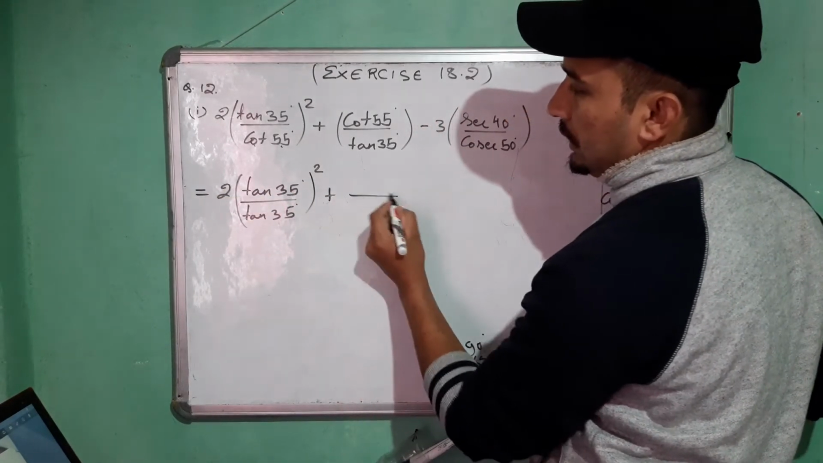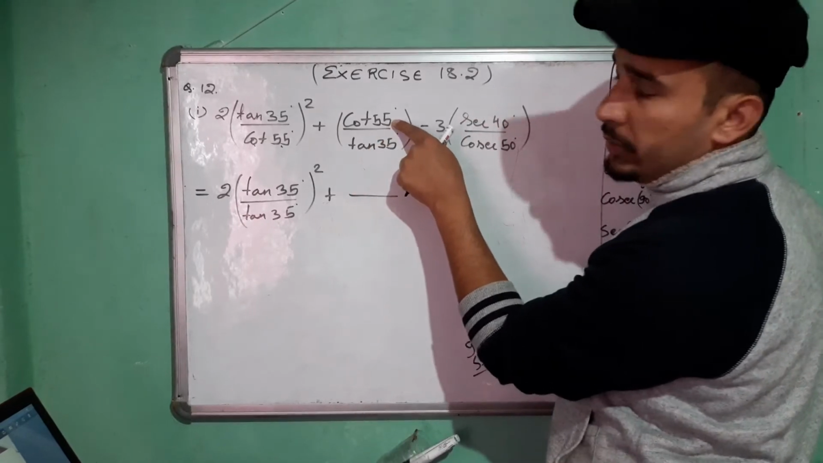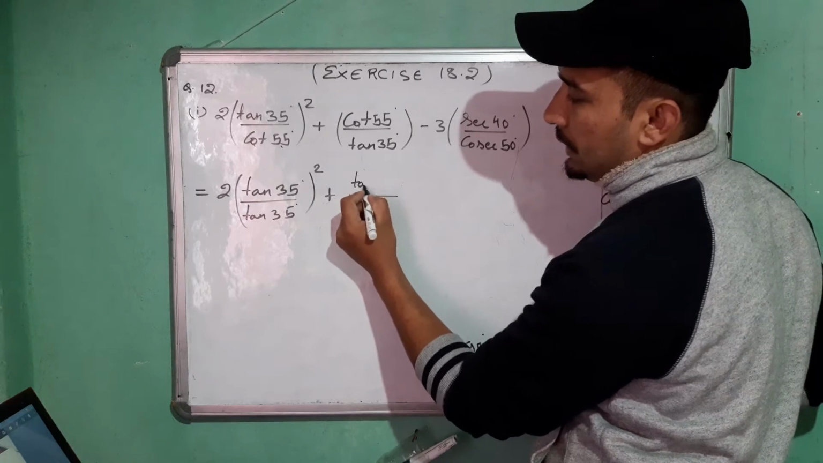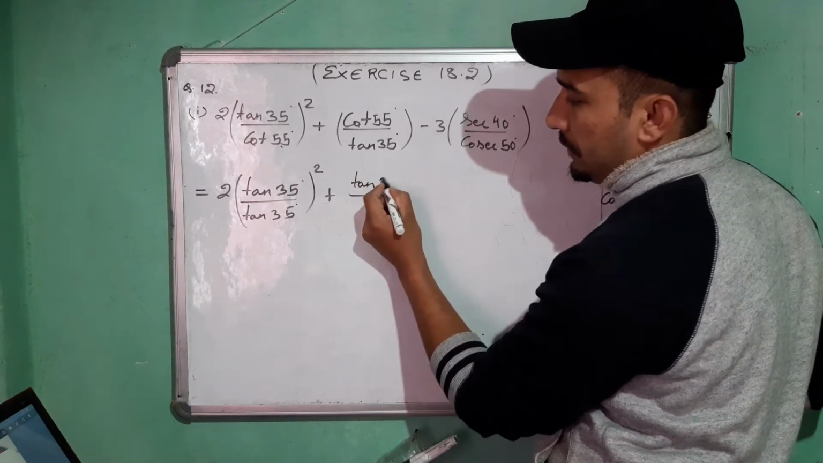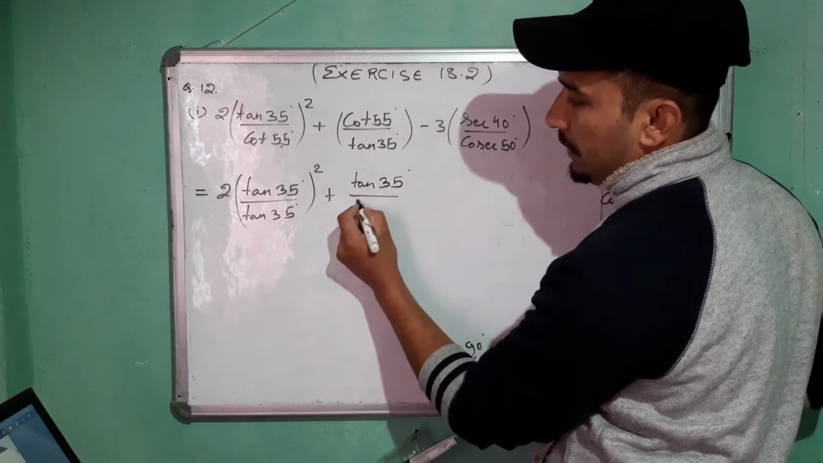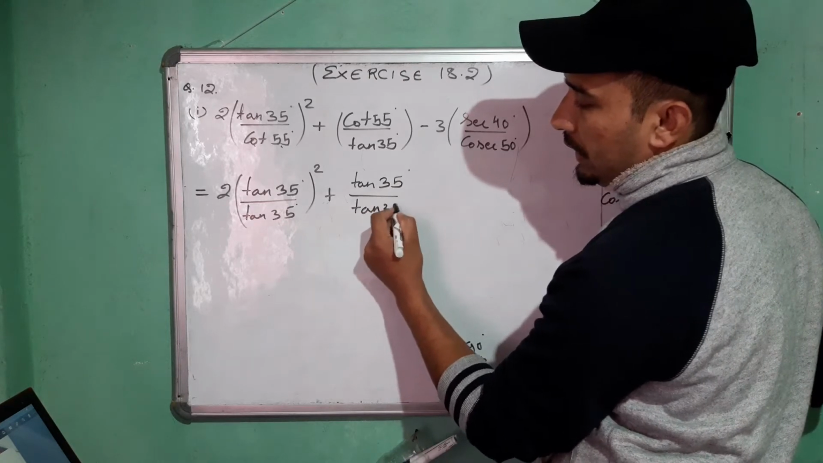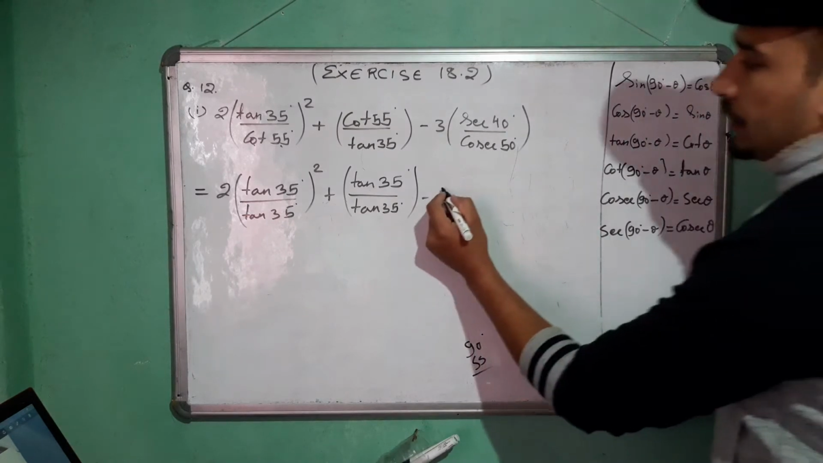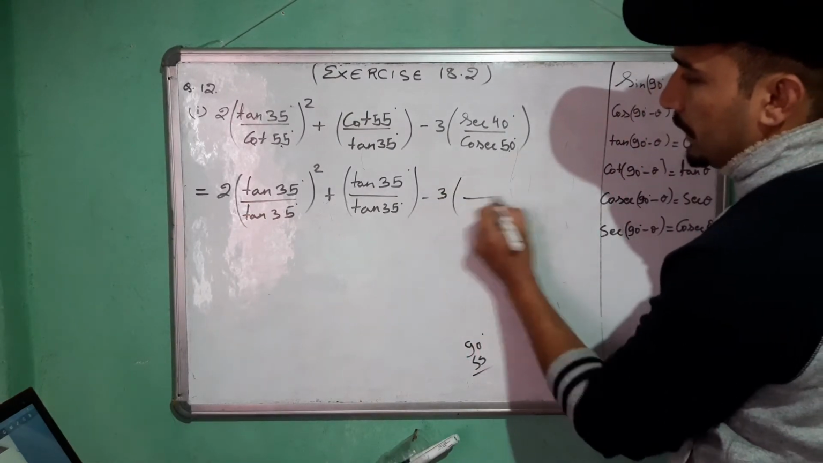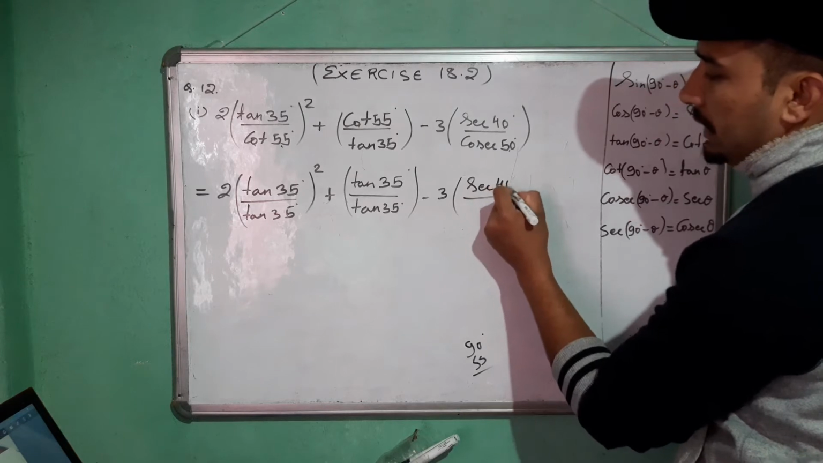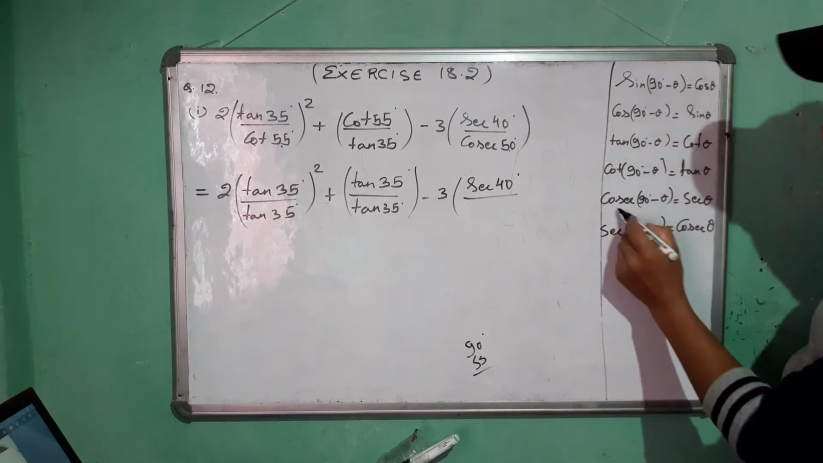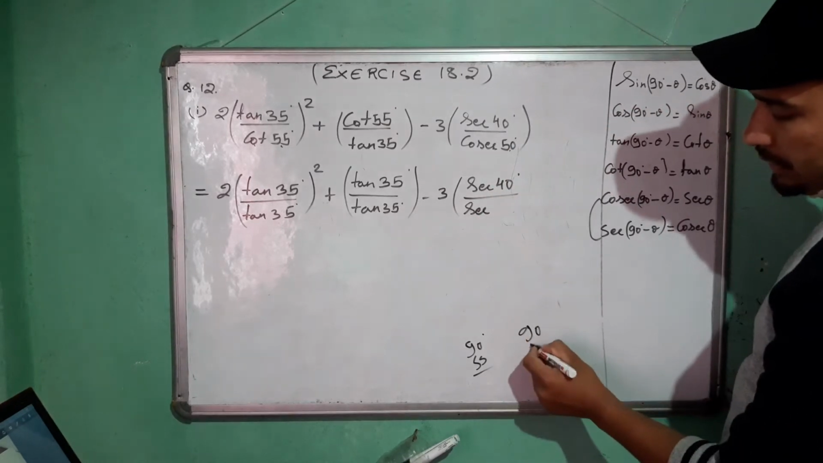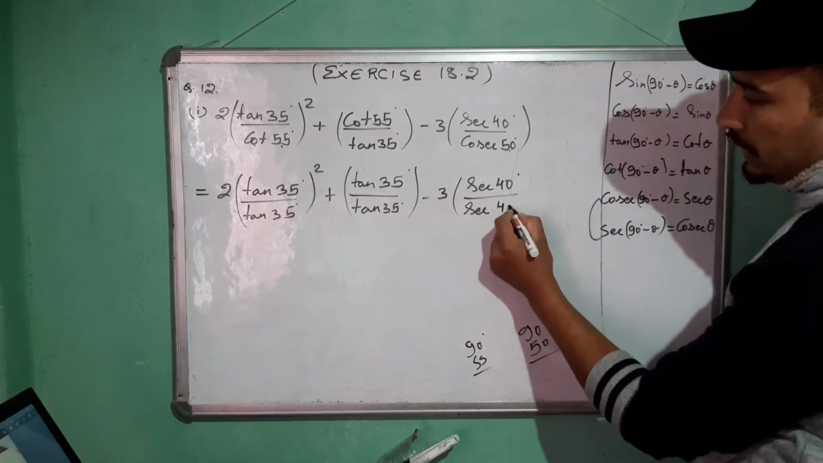Plus, this numerator 55 is bigger than 35, so I'll convert this. The complement of cot is tan, and the complement of 55 is 35 degree, divided by tan 35, which I'll keep as it is. Minus 3. This is bigger, so I'll convert the denominator. Sec 40 remains as it is. The complement of cosec is sec, and 50 degree is 90 degree minus 50 degree. It will be 40 degree.